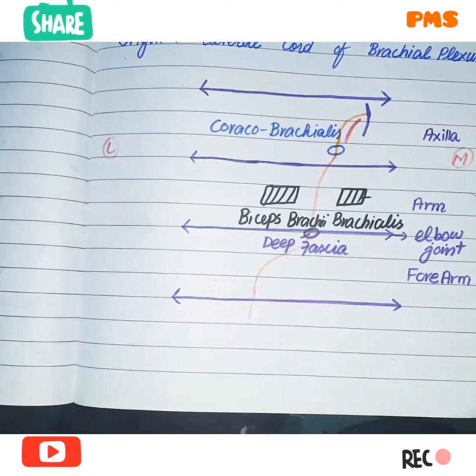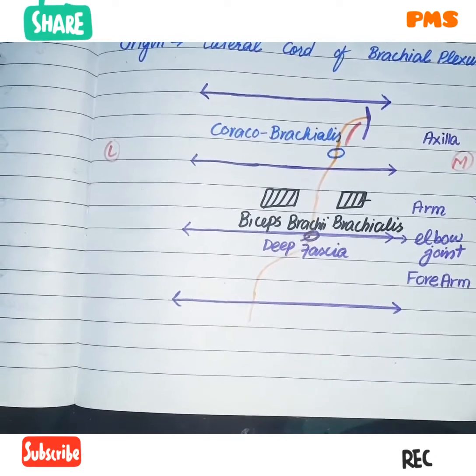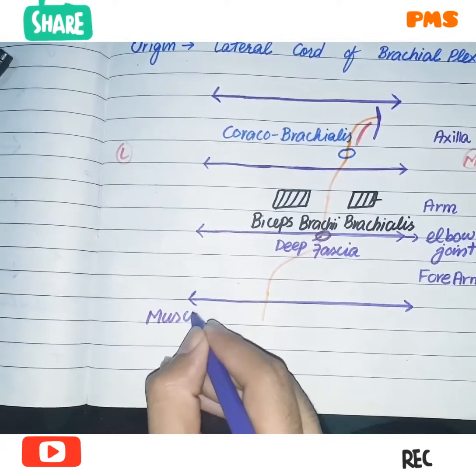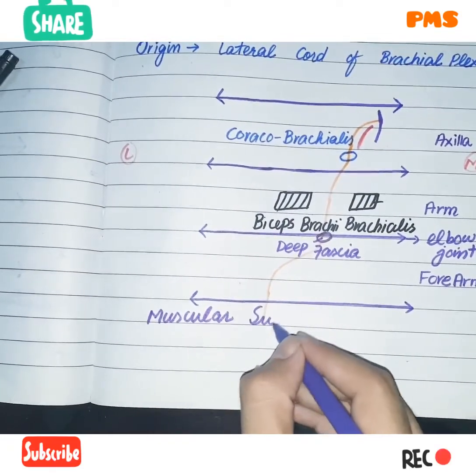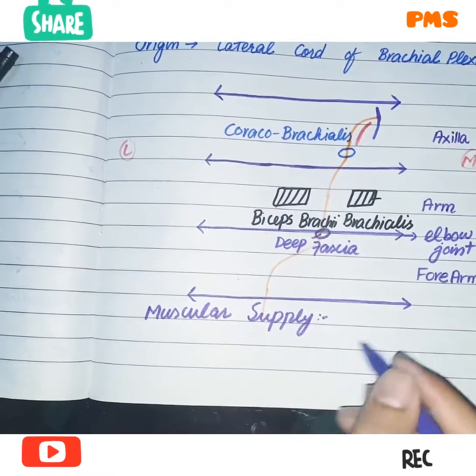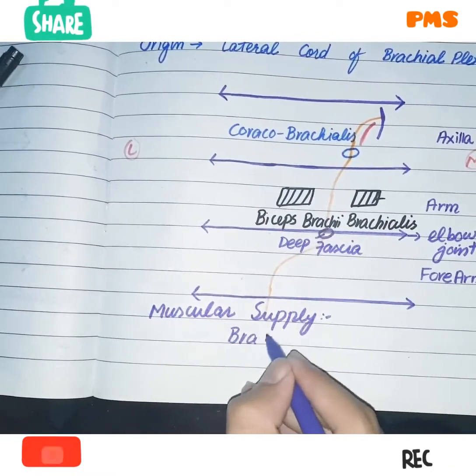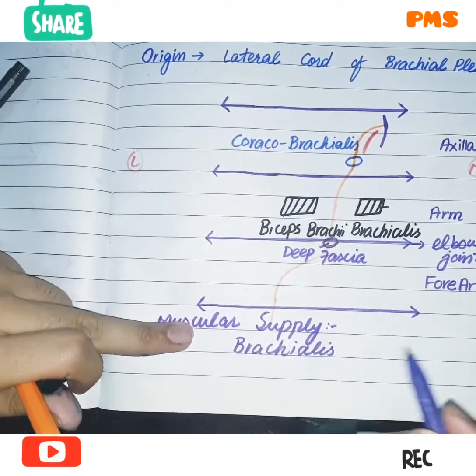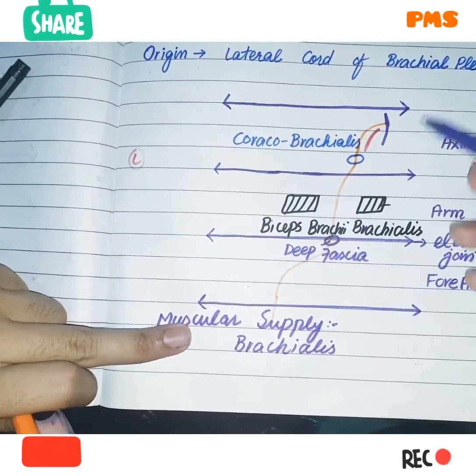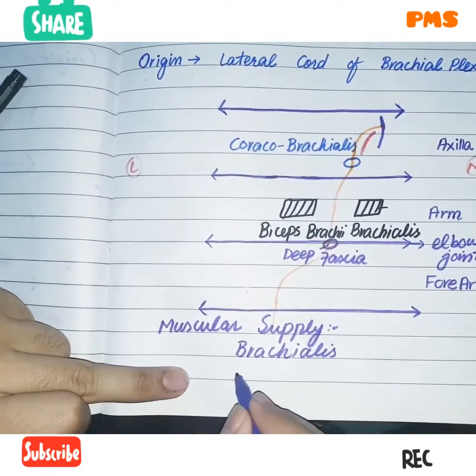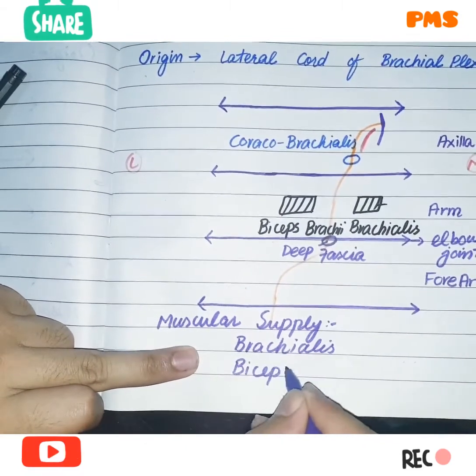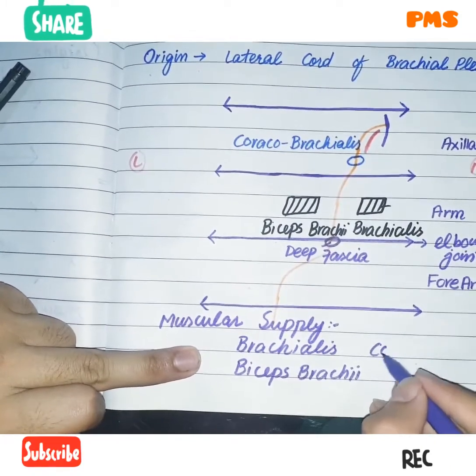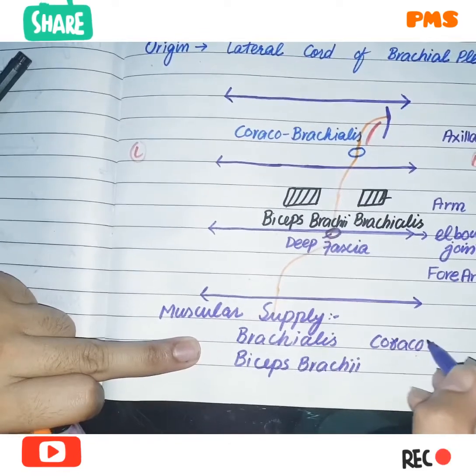Now we are going to talk about the muscular supply. The muscular supply is to three muscles, three basic muscles: brachialis. This is very easy to remember. The mnemonic is BBC, and we have already talked about these muscles in the course of the nerve. Brachialis, biceps brachii, and coracobrachialis.